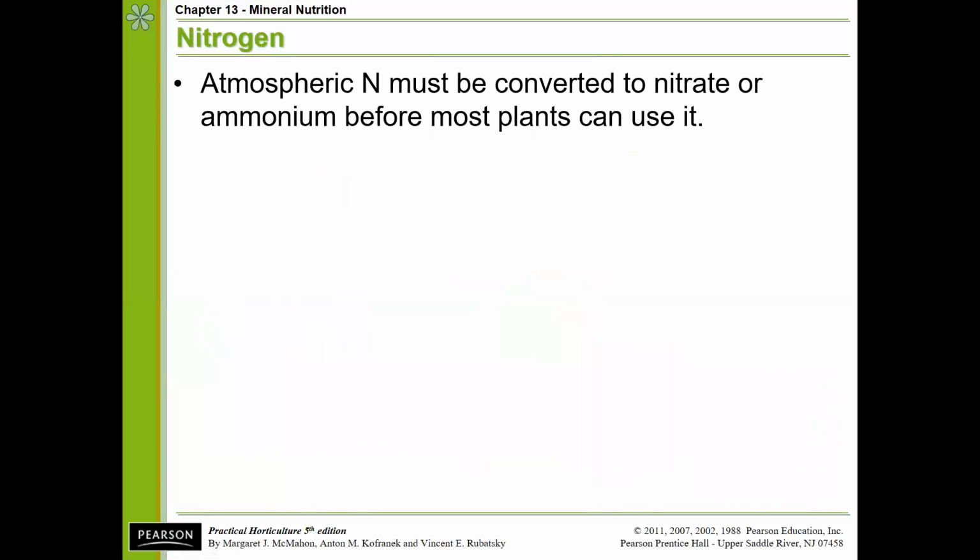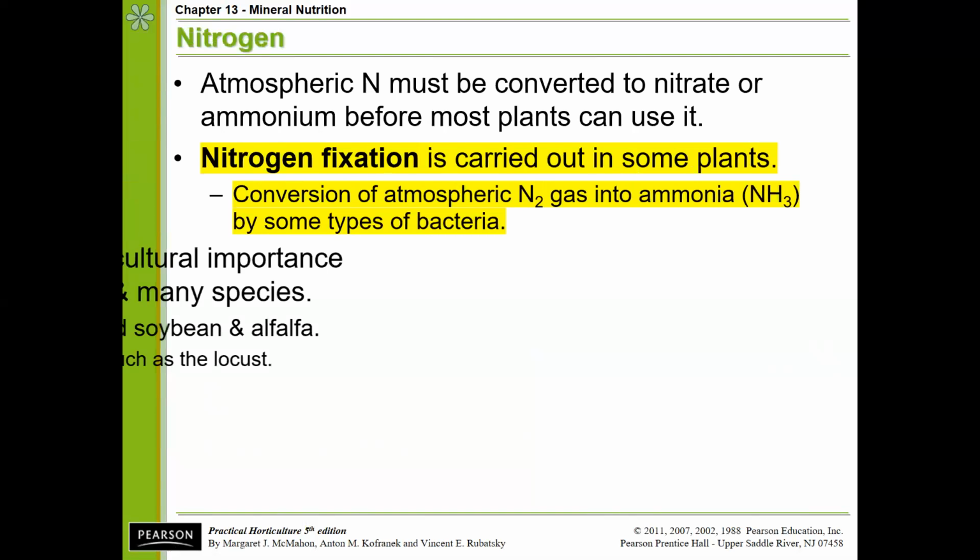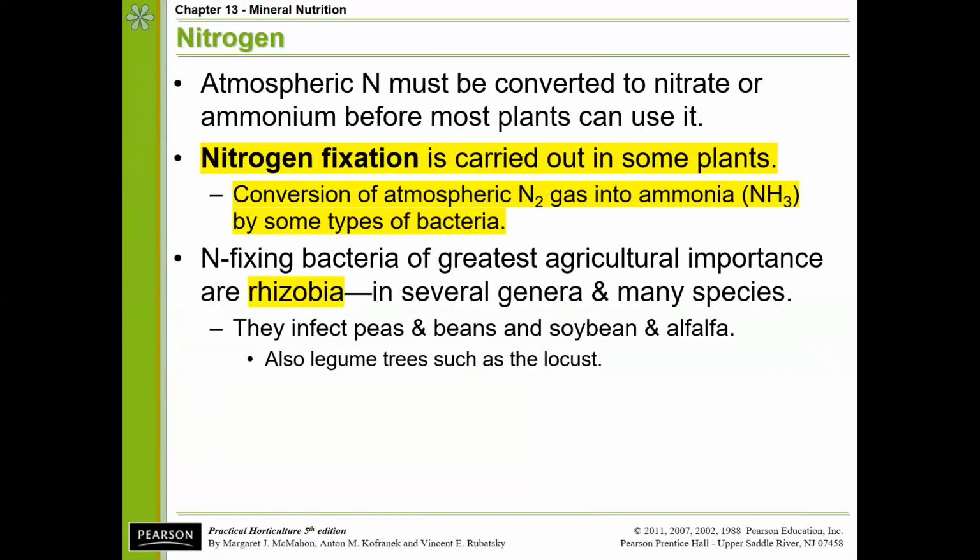So in order for plants to be able to use nitrogen, they can't just take it out of the atmosphere. They have to have something to do that for them. So we have nitrogen fixation, again, by particular types of bacteria. The most important of those being rhizobia, which are not just one species, actually several different genera and many different species. They live in the nodules in the roots of legumes like peas, beans, soybeans, alfalfa, and also other leguminous trees, like locusts, for instance, and some other plants.